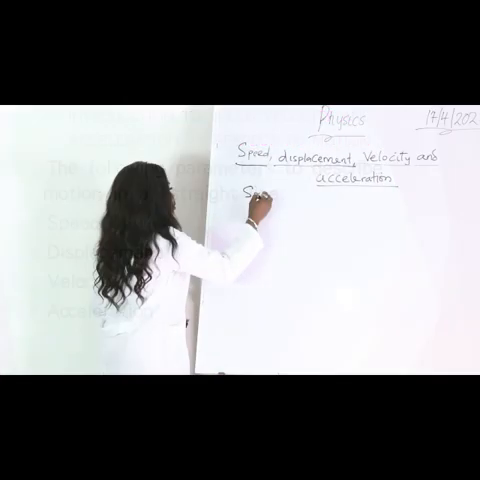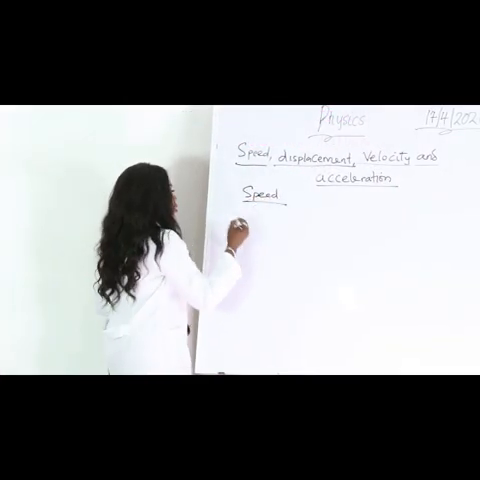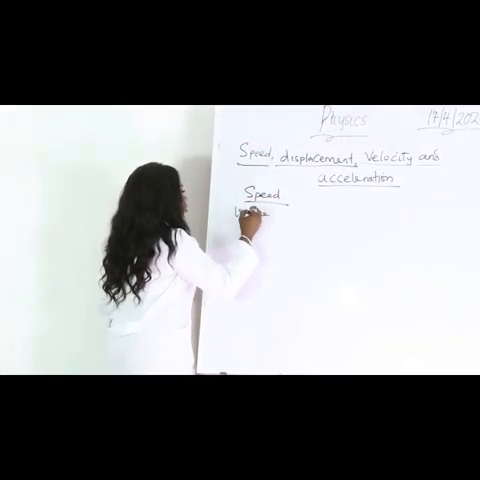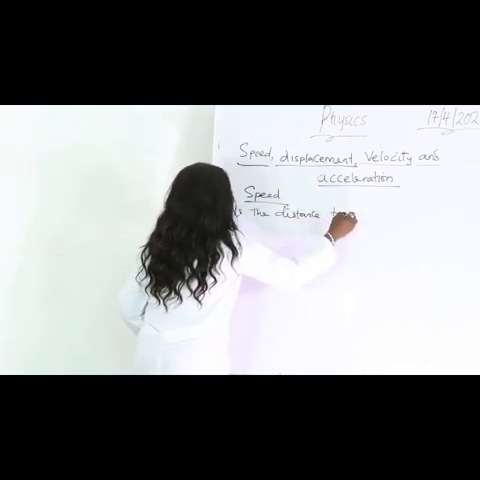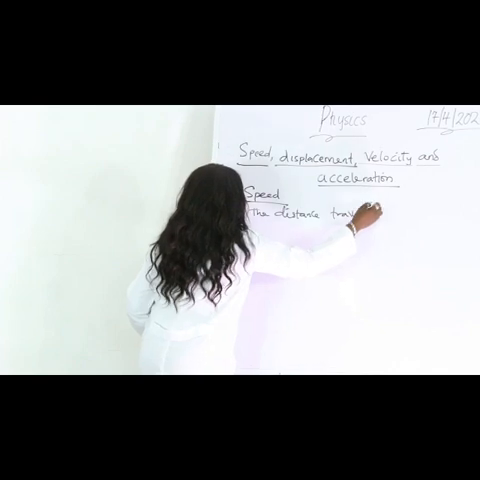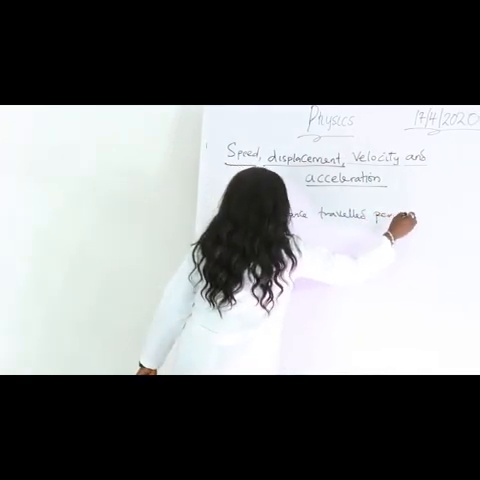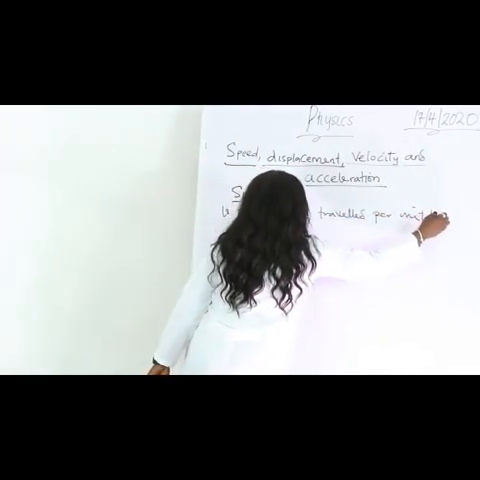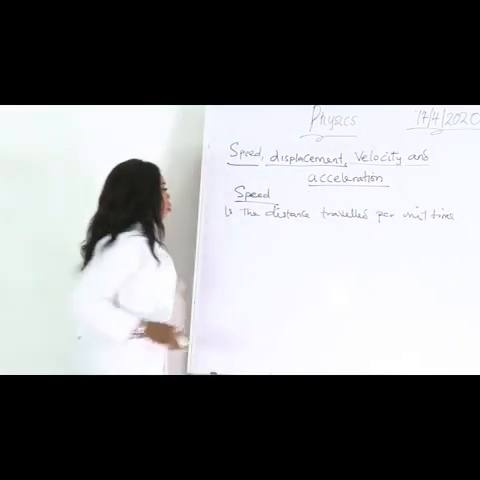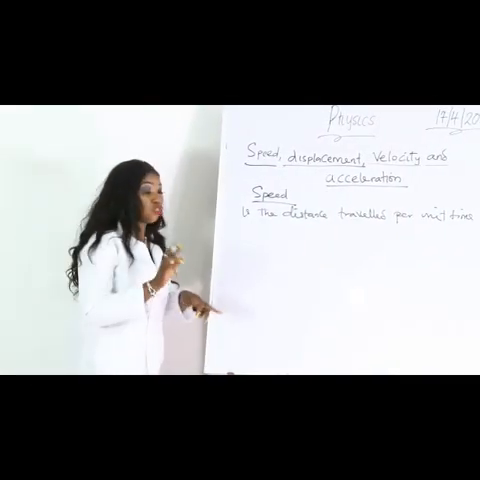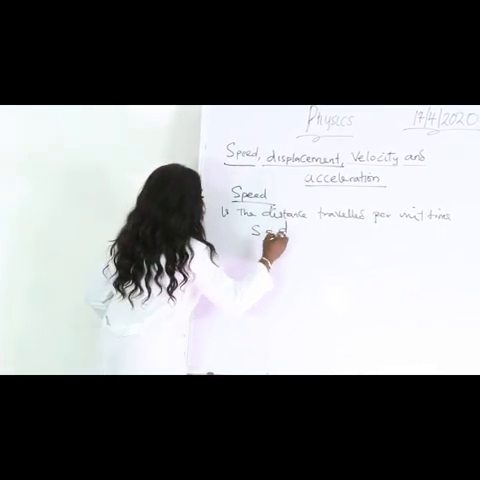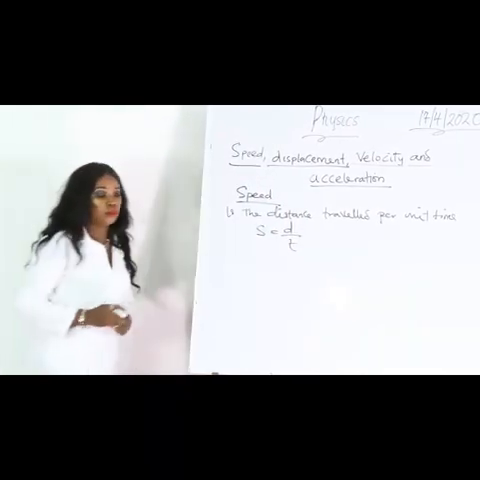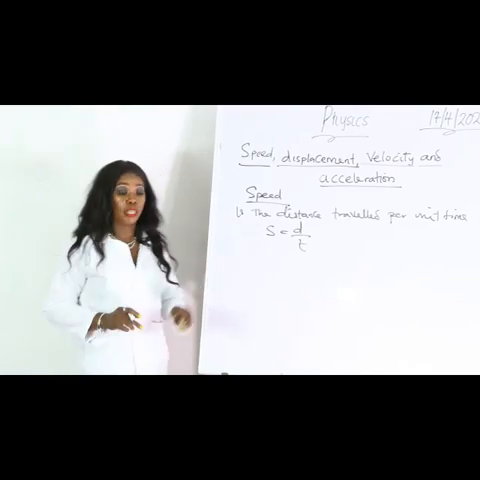Speed is the distance traveled per unit time. Speed is the distance traveled per unit time. So we'll be having speed is equal to d over t. Distance traveled per unit time.